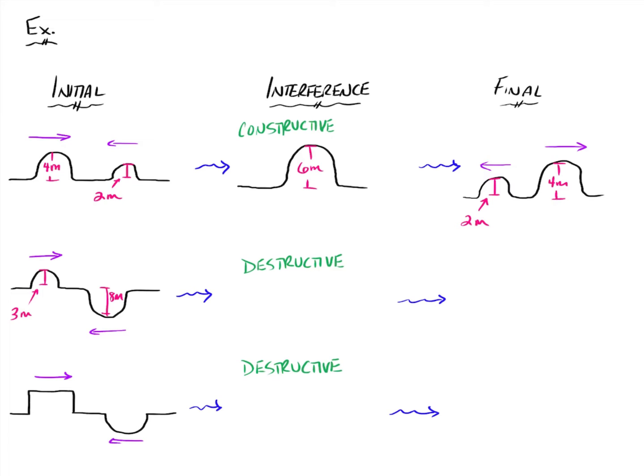In the second case, I've got 3 meters above, 8 meters below. They will destructively interfere, so I will subtract those. And I'll wind up with a 5-meter amplitude wave that's below the equilibrium point. Once again, when we allow time to continue forward, the 8-meter will continue traveling to the left, the 3-meter wave will continue traveling to the right. They do not bounce off one another, they pass through.